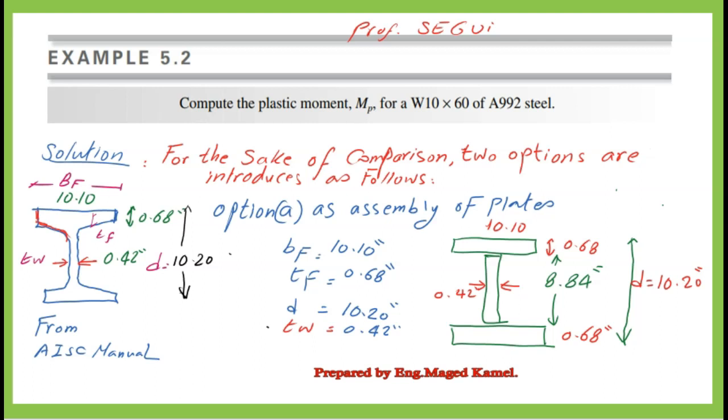For the given W10x60, the data of the section is as follows. The flange width is 10.10 inch and the overall height is 10.20 inches. The flange thickness is 0.68 inches, while the web thickness is 0.42 inches. The section is represented by 3 rectangles, as we can see in the sketch at the right of the slide.